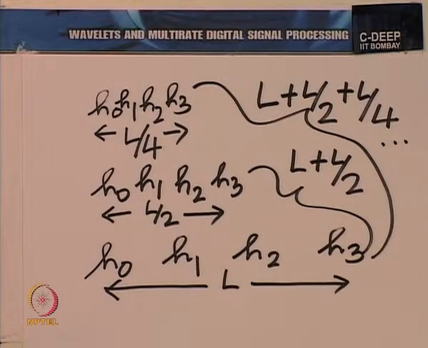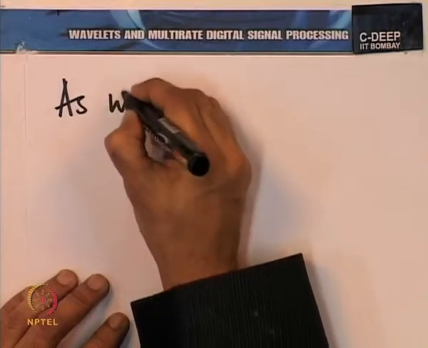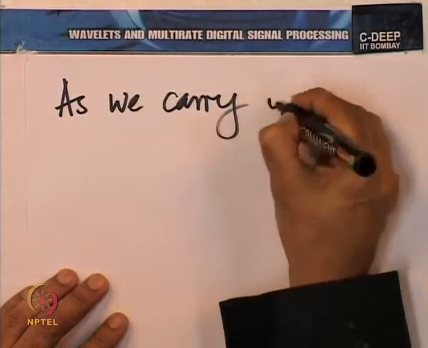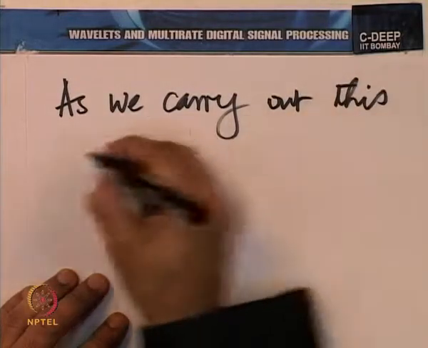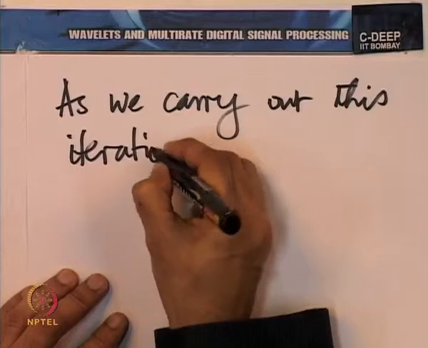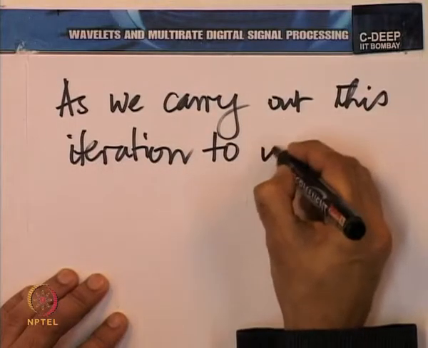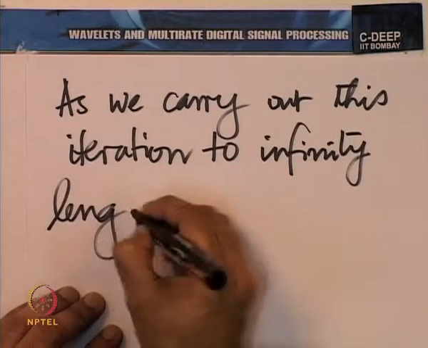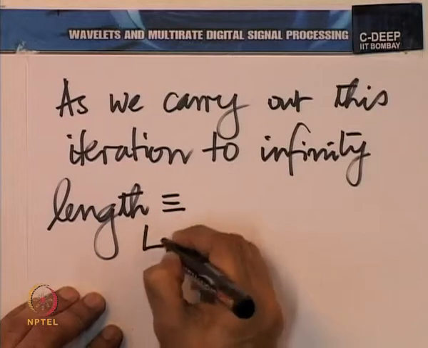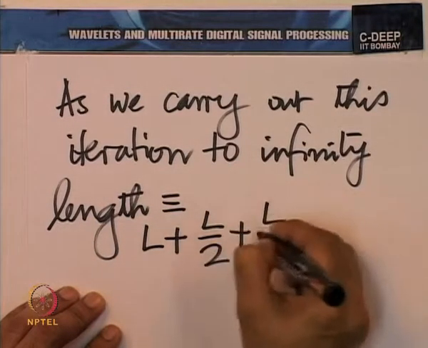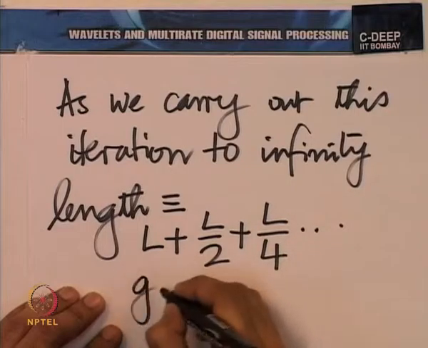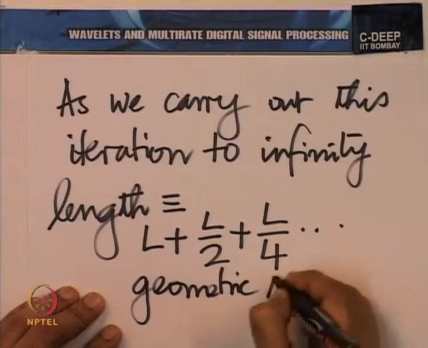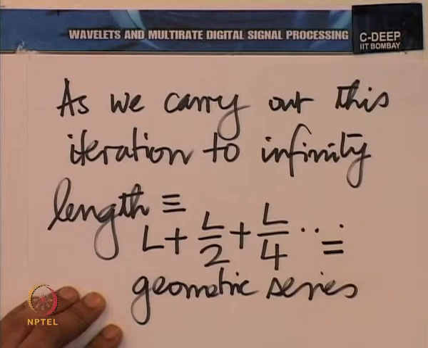So, you can see that the length is not going to go to infinity, but it is going to converge. And what is it going to converge to? Very simple. As we carry out this iteration to infinity, the length is going to converge to L plus L by 2 plus L by 4 and so on. It is a geometric series, and the sum is very easy to calculate. It is 2 L.